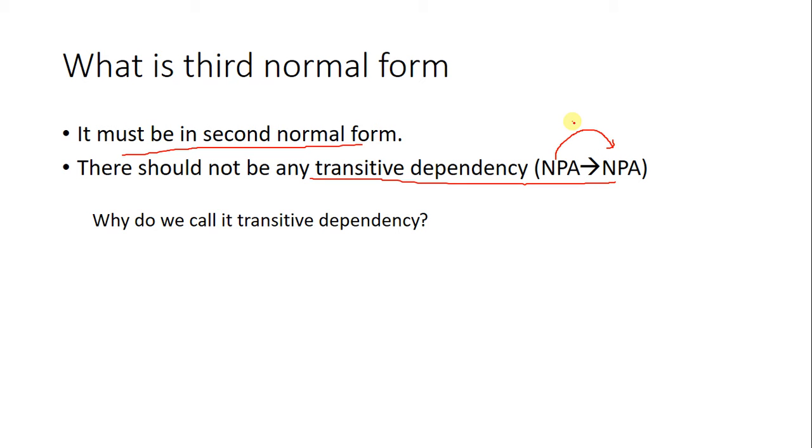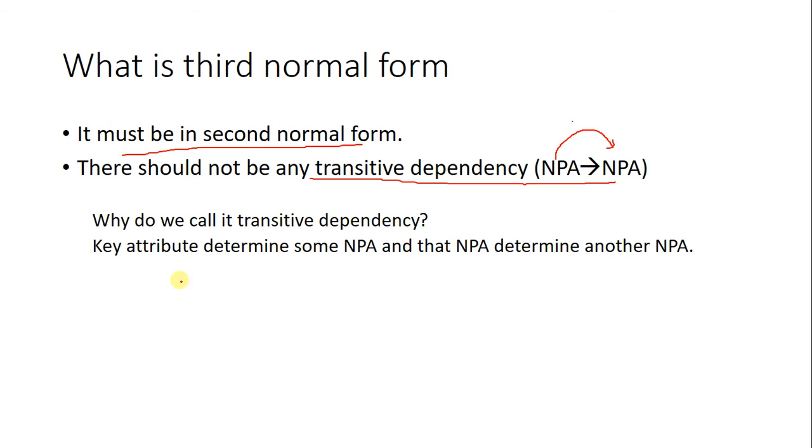So why do we call it transitive dependency? Here the concept is that a non-prime attribute should not determine a non-prime attribute, and if it does, it is called transitive. Why is it called transitive? The reason is that key attributes determine some non-prime attribute, and that non-prime attribute in turn determines another non-prime attribute. So there is a transition from key to NPA and from NPA to another NPA. This is called transitive dependency, and to elaborate the concept further, we discuss some examples.